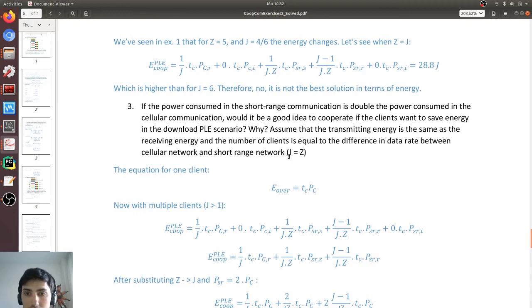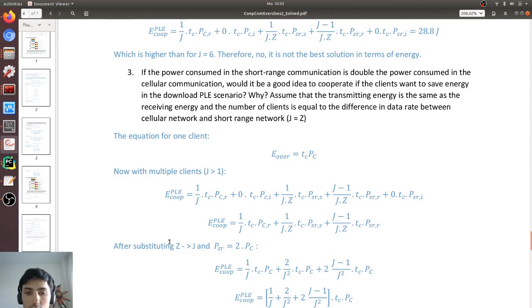We were assuming that J is equal to Z, so this means that this idle time is going to be 0 and this idle time is also going to be 0. And then this energy in the parallel local exchange for cooperation is going to be exactly the formula that you can see here, only with the contribution of the cellular reception, the contribution of the sending, and the reception on the short range.